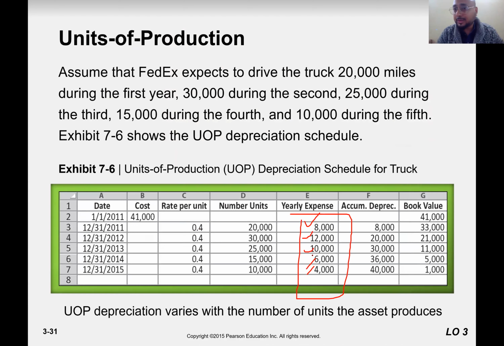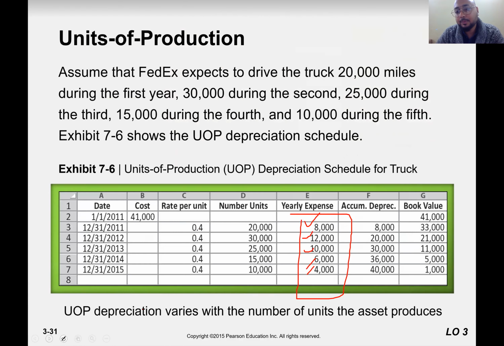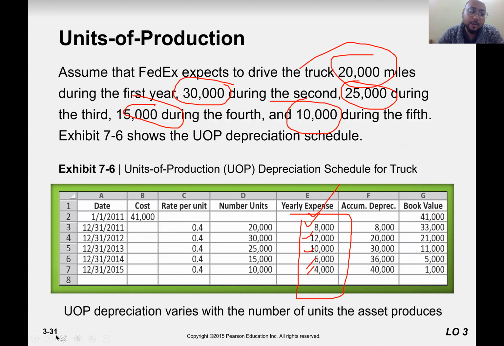Although its formula looks like the straight line method, cost minus residual value divided by useful life, but in units, the answer is not straight line. So that's why we don't call it straight line. We call it units of production method. And its yearly depreciation expense is not smooth, according to the number of miles it runs, the number of units it produced. See that? Okay.